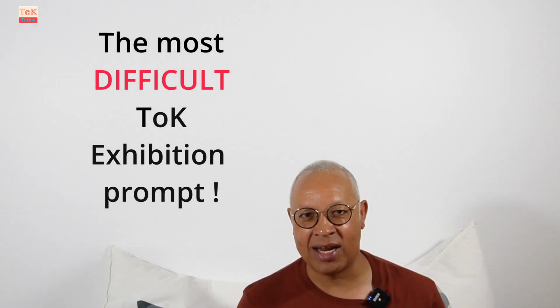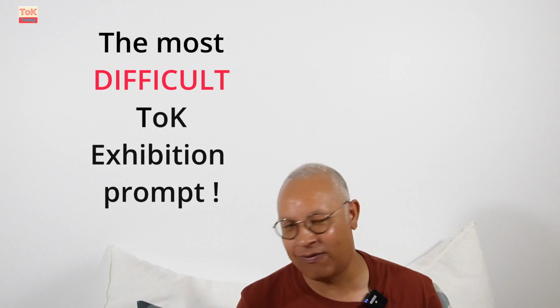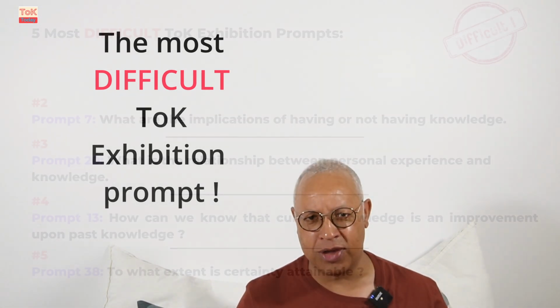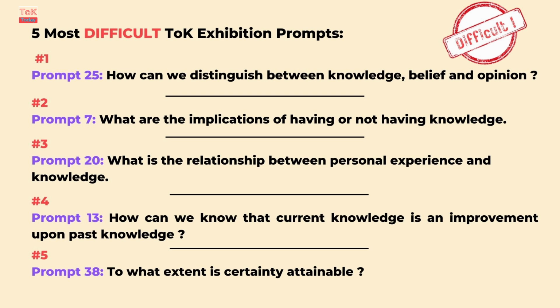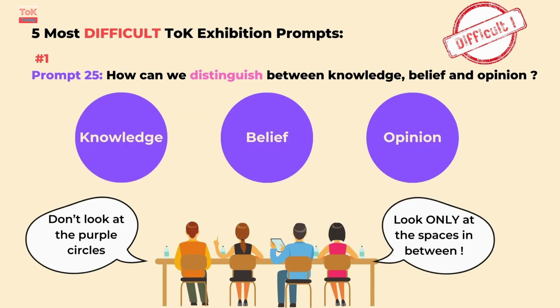And now we come to our most difficult TOK exhibition prompt. According to my ratings criteria and fairly subjective application of those subjective criteria, the most difficult TOK exhibition prompt is, drumroll, prompt number 25. How can we distinguish between knowledge, belief, and opinion? Now, this prompt is a tricky little trickster. It's not asking you to define knowledge, belief, and opinion, which would be hard enough, but it's actually asking you, how can you distinguish between knowledge, belief, and opinion? And that, my friends, in my opinion, is no easy task.